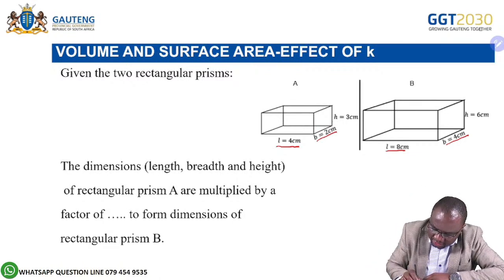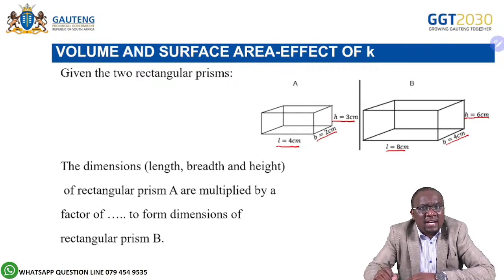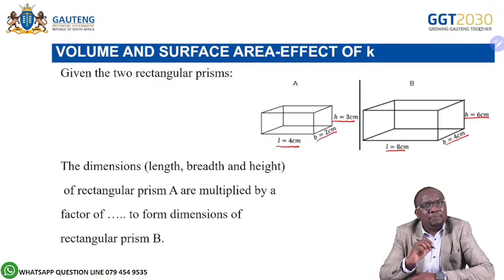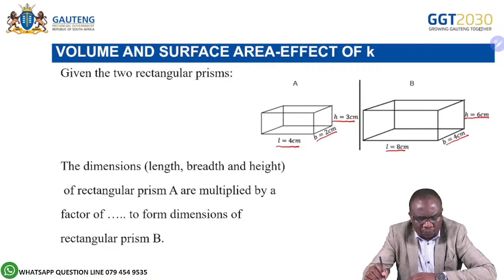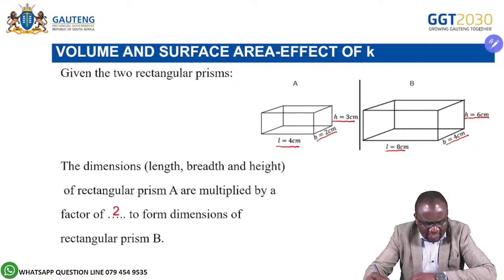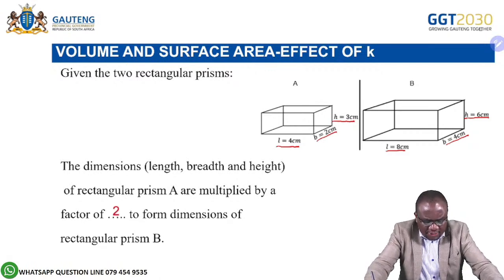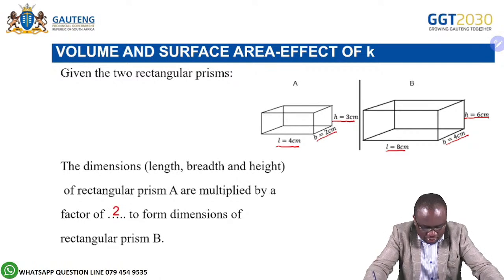And then the height is 3 centimeters. Now the height is 6 centimeters. So it is height times 2. So now we have multiplied all the dimensions of prism A by 2. So that's the answer I wanted there. So the dimensions of rectangular prism A are multiplied by a factor of 2 to form the dimensions of rectangular prism B. Right, do you see that?